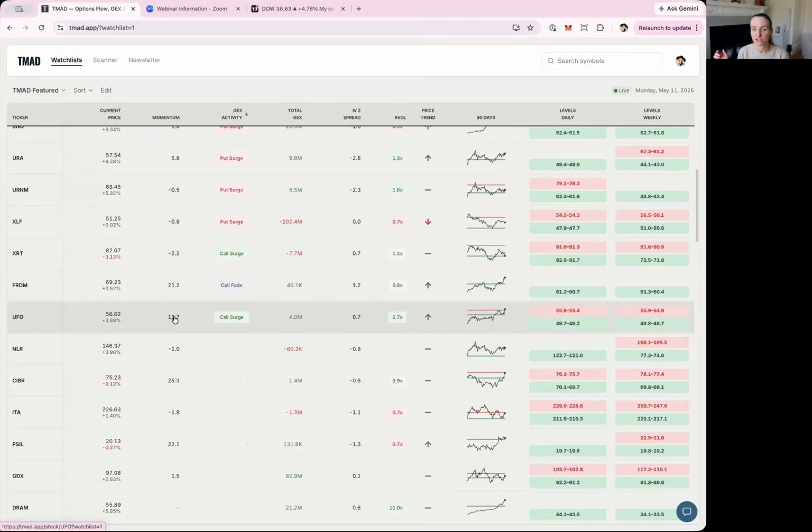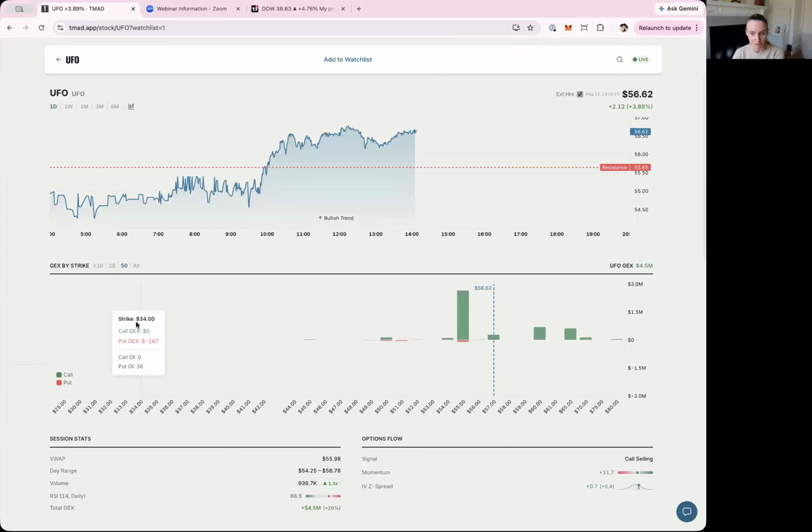Positive momentum, call surge, positive jacks, and strong RVOL are the best setups. And then when you click on this particular name, you see resistance. So resistance is at 55. We clearly are in a breakout.